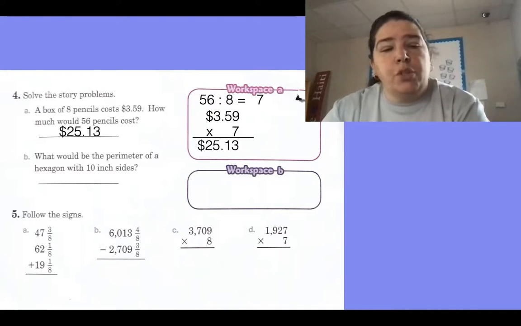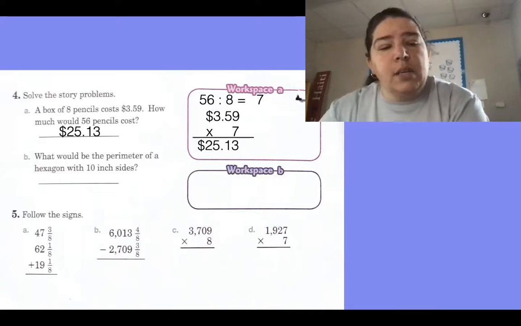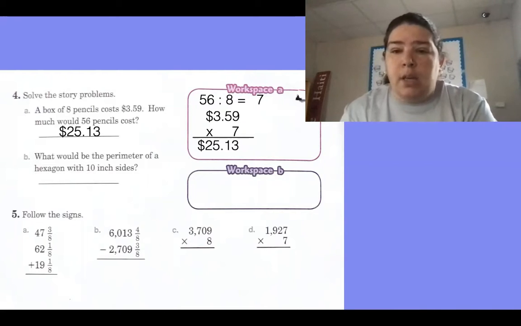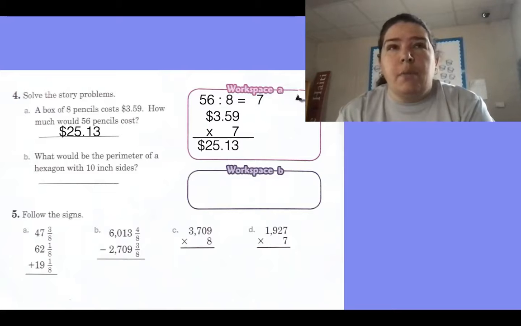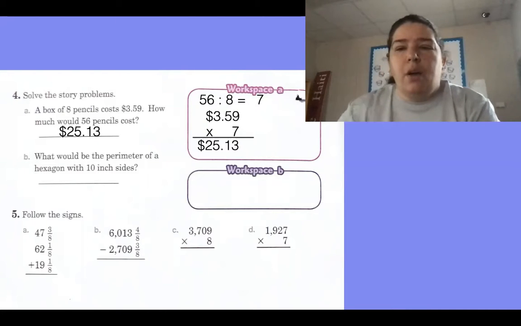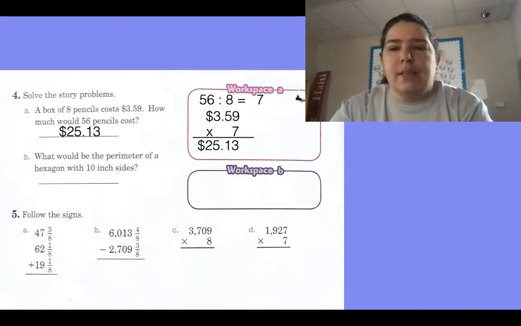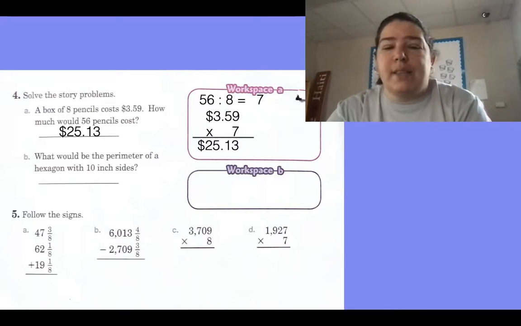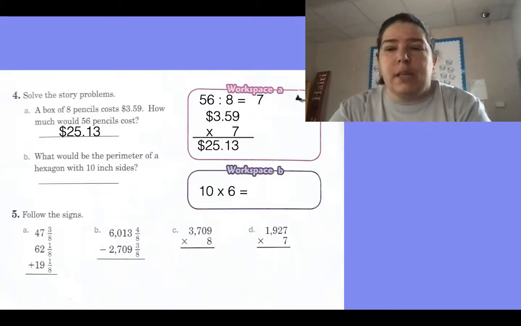And letter B says, what would be the perimeter of a hexagon with 10-inch sides? Well, do you remember what a hexagon is, boys and girls? I always remember what a hexagon is because it has the X in the word, and it reminds me of 6. So a hexagon has 6 sides, and 10 times 6 equals 60. Very, very good.